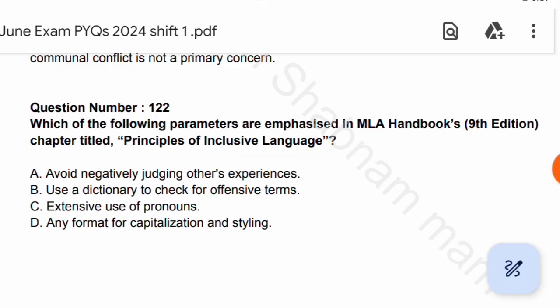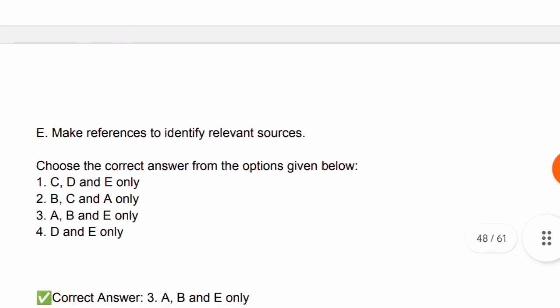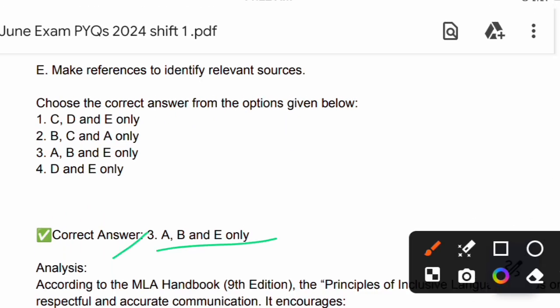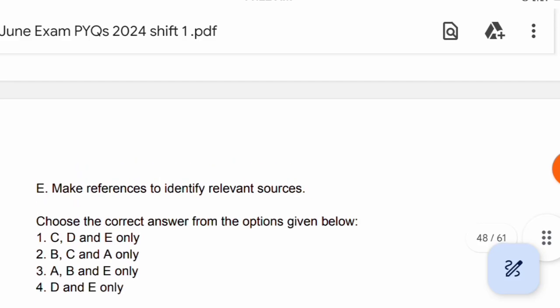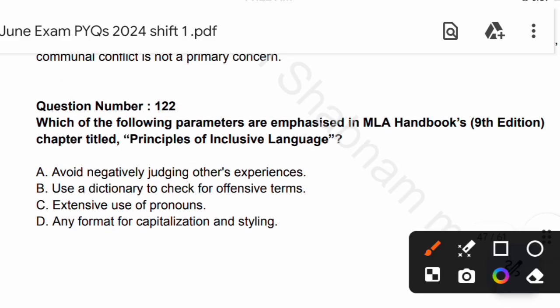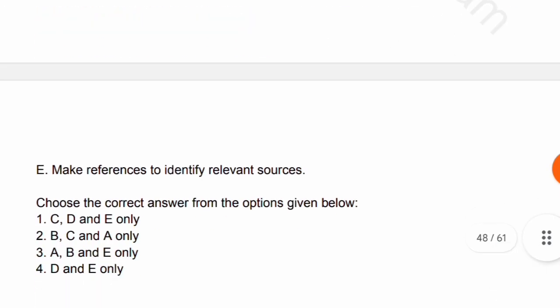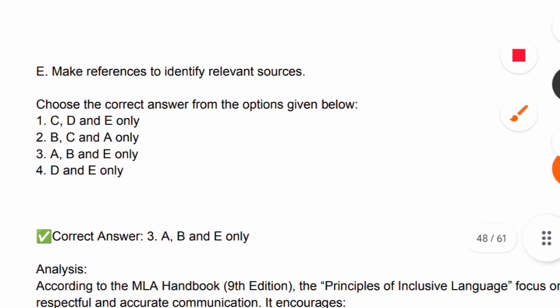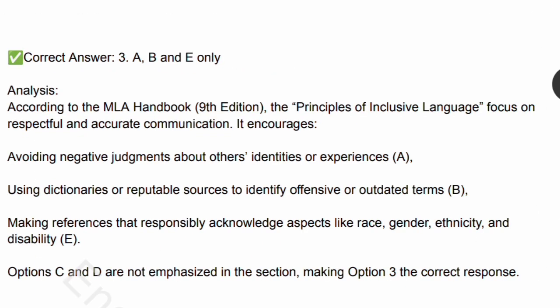Let's see the correct answer. The correct answer of this question is going to be option 3, A, B and E only. That means A, B and E. Avoid negatively judging others' experience. Use a dictionary to check for offensive terms. And E was make reference to identify relevant sources. So these are the correct options.